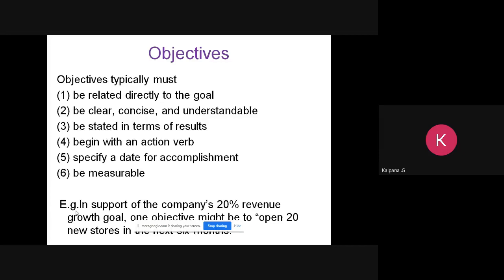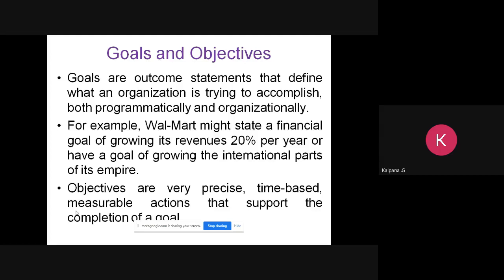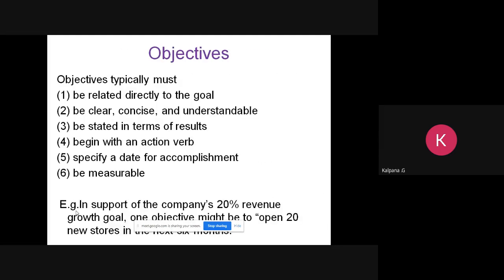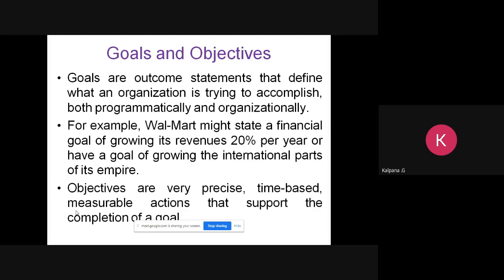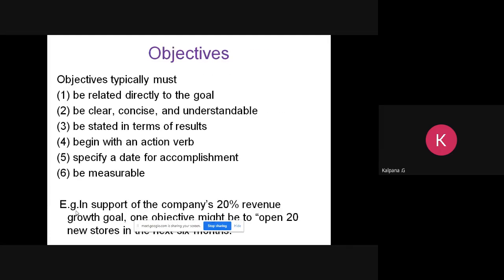So objectives should be precise, time-based, measurable actions that support the completion of a goal. Any number of objectives could be taken into account for achieving a particular goal of an organization. We could see the differences with the examples itself. For a goal, it is about growing the organization, whereas for an objective, we specifically give the numbers, like opening 20 stores or opening 100 stores within a few years or a few months.